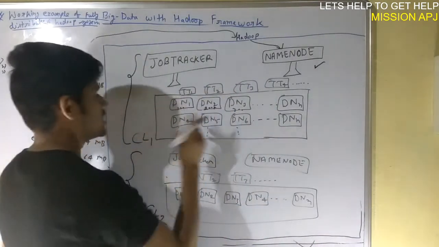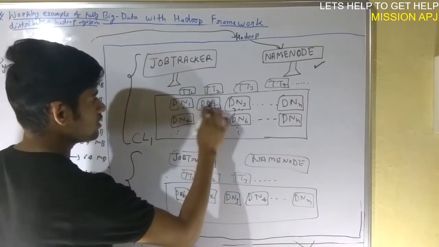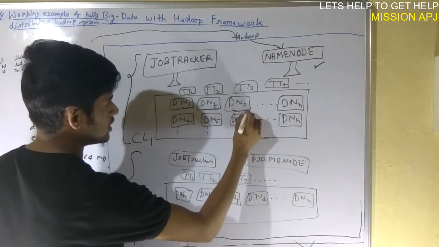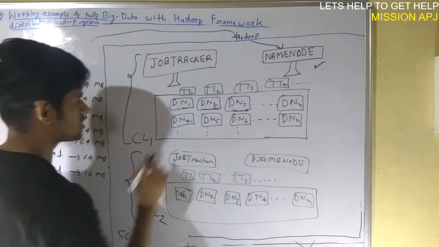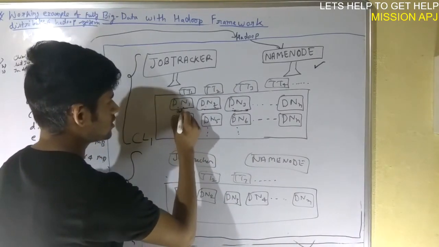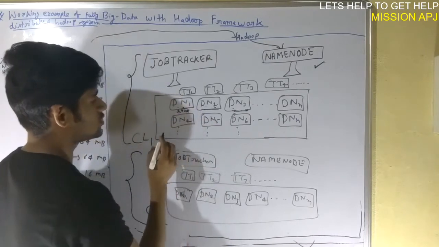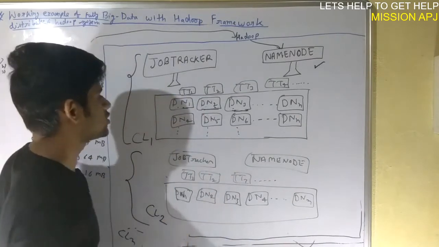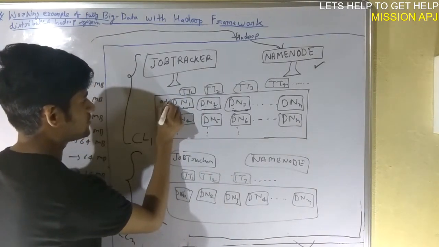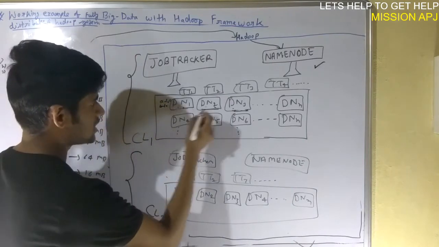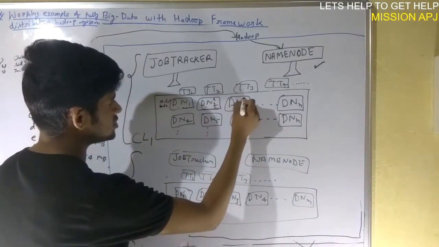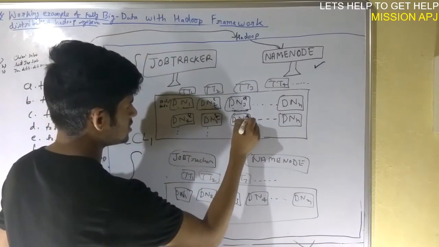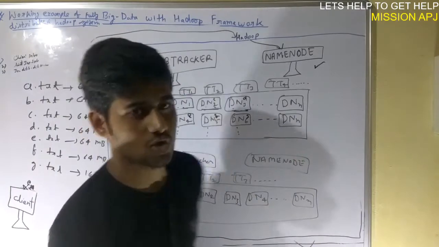Okay, so suppose that 400 MB of data is divided into these 7 blocks. Suppose a.txt is stored in data node 1, b.txt in this one, c.txt in this, d.txt in this, e.txt in this, here it is f.txt, and here it is g.txt. So these have now been stored in the data nodes.